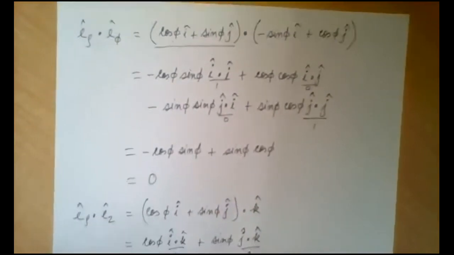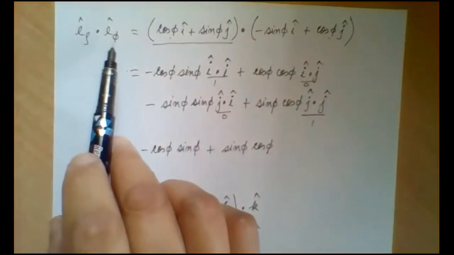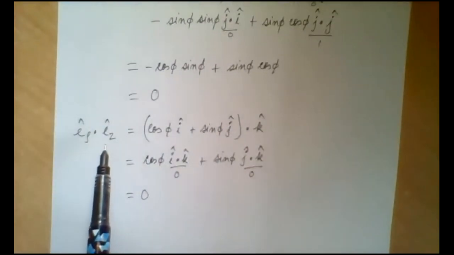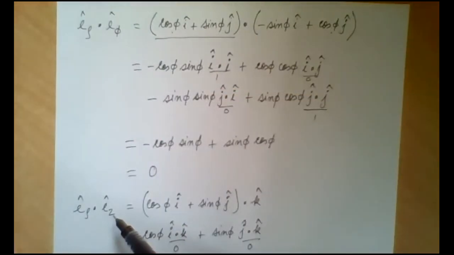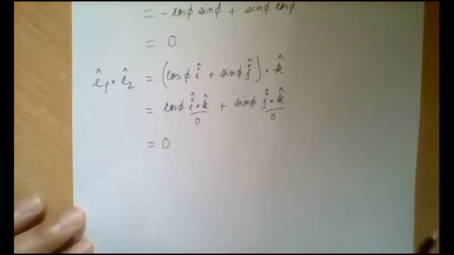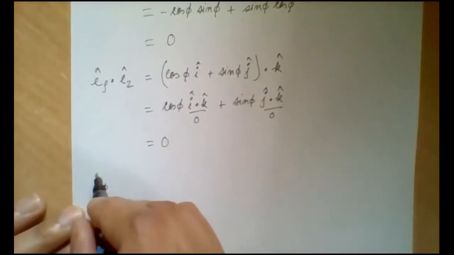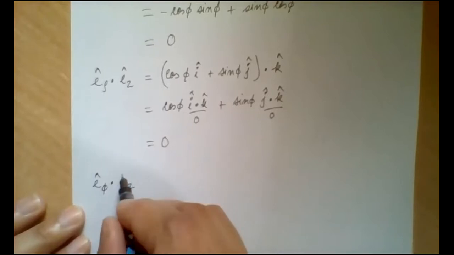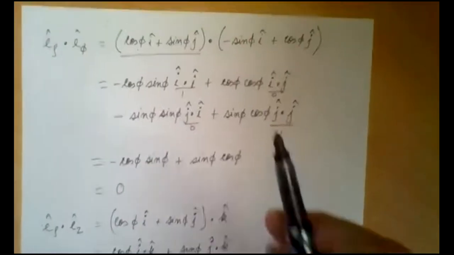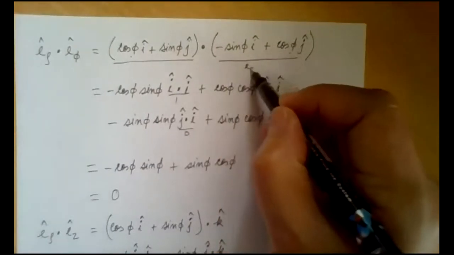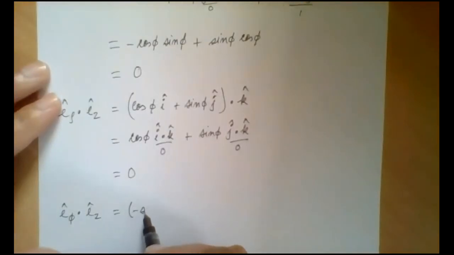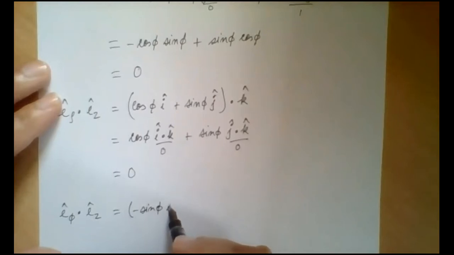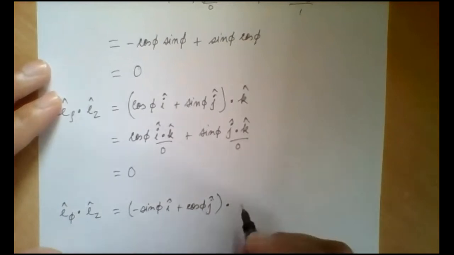So what have we proved so far? We have proved that E rho and E phi are perpendicular. E rho and Ez are perpendicular. And what remains to be proved is that E phi and Ez are perpendicular. So E phi dot Ez. And what is E phi? E phi is this value. This is E phi. Okay, so this is minus sin phi i hat plus cos phi j hat. And what is Ez? Ez is k hat.